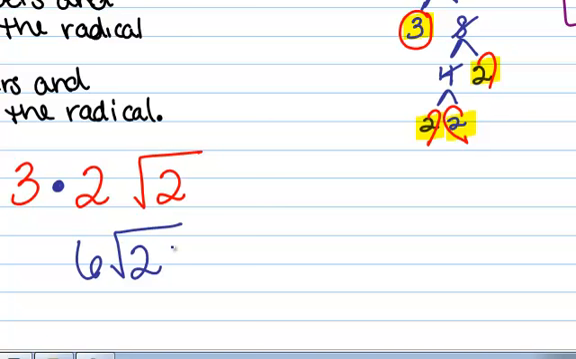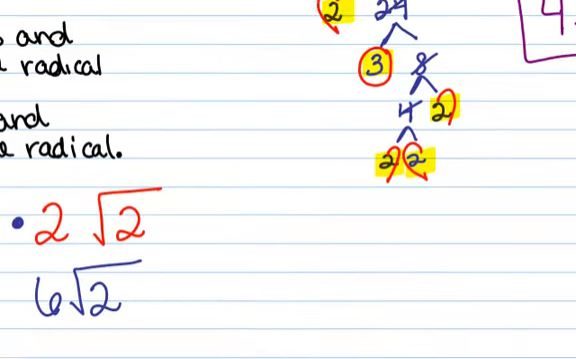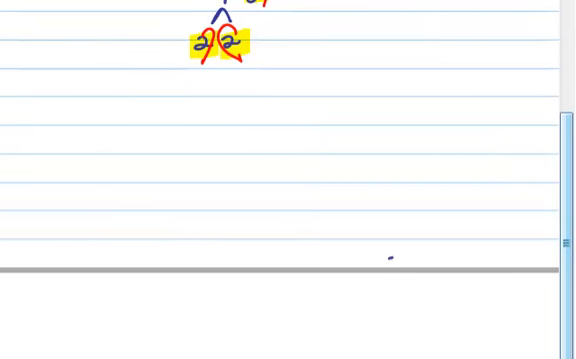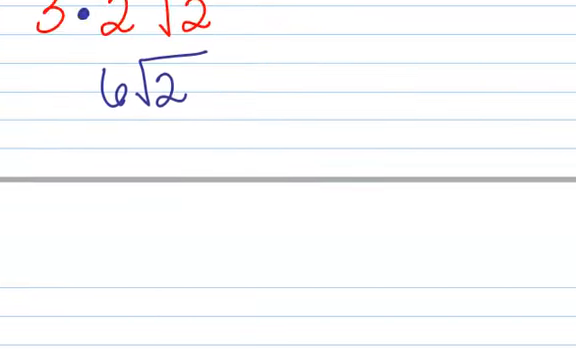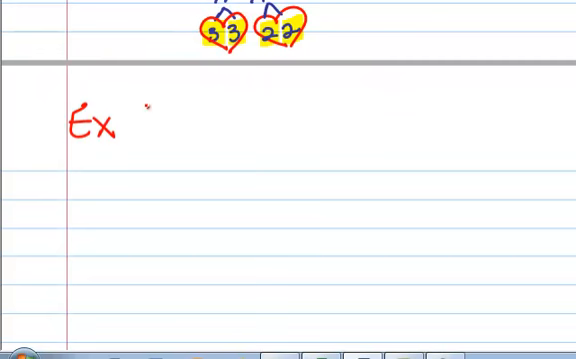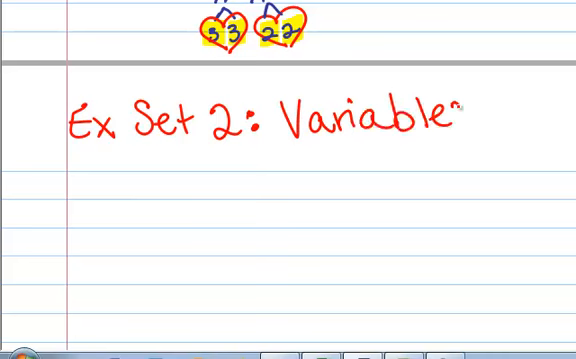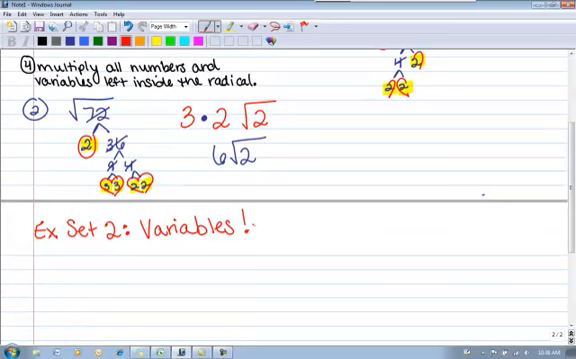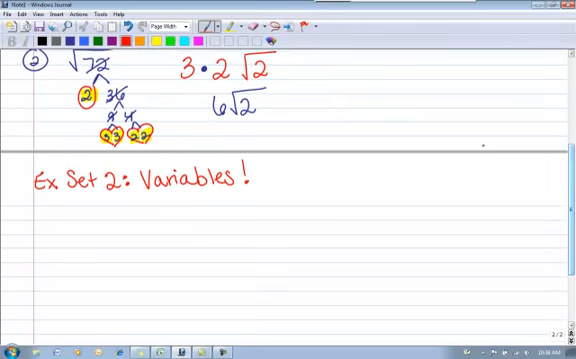Those are your basic level problems. Now we're going to go ahead and get into example set 2, where we add some variables. So I'm going to scroll down here, and example set 2 with variables. Okay, variables you're going to treat the exact same way as the numbers. You're going to still look for pairs, and you're going to pull out those pairs. You're going to multiply them just the same way.